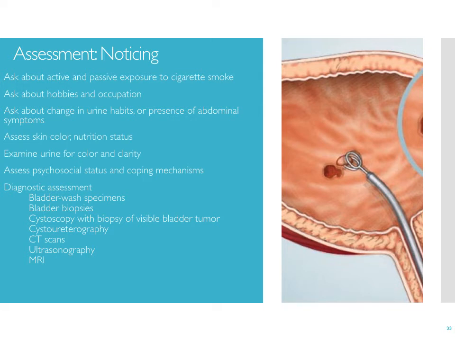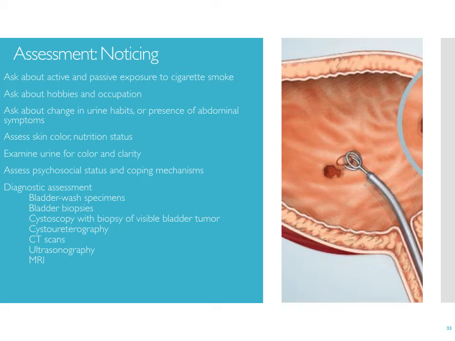This picture over here to the side is a bladder biopsy, and you can see that they put the biopsy mechanism up the urethra, and then they just take a little section of the bladder, and they're able to grab hold of it and bring it out so that they can do cytologic studies on it. They may do a cystoscopy with biopsy of the visible bladder tumor.